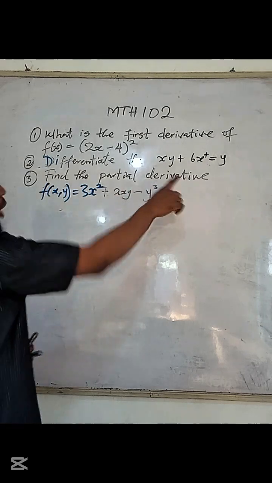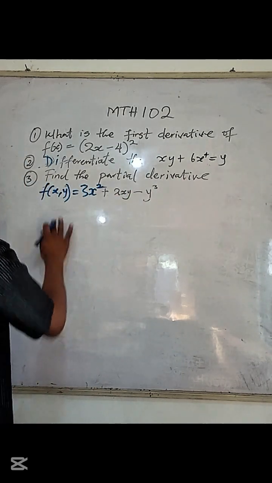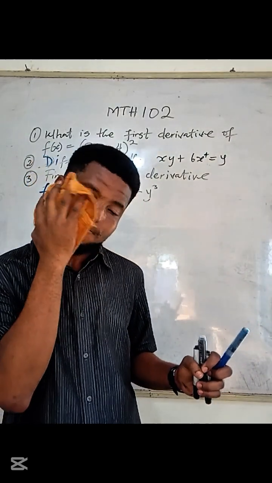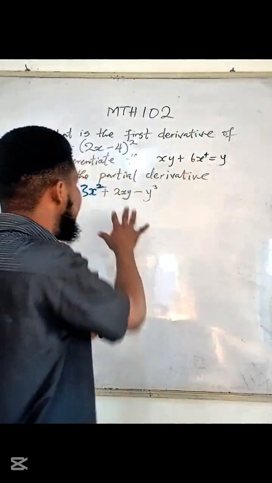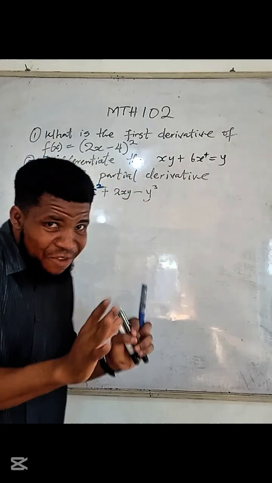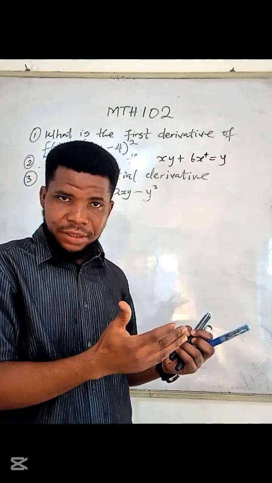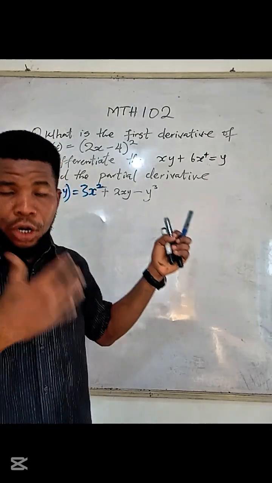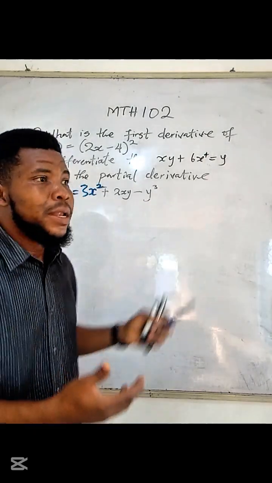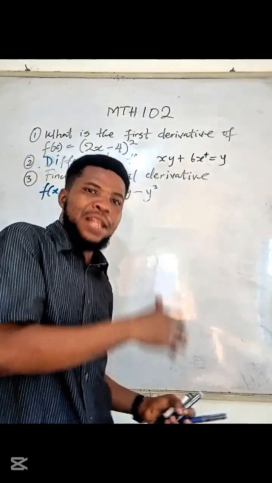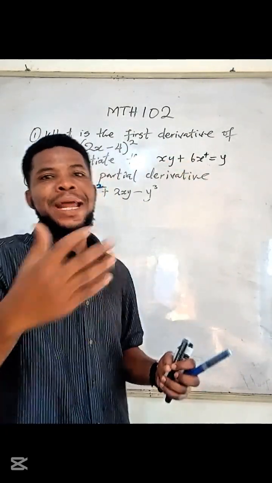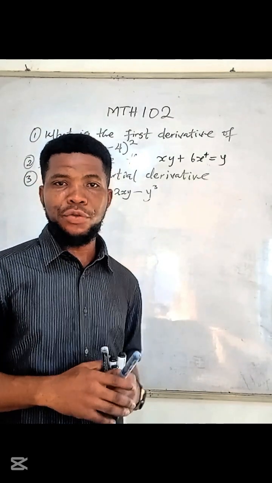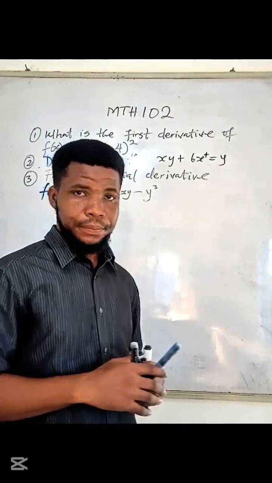Now, let's solve this partial differentiation, alright? When they say partial, it means you differentiate s as if you only have s as a variable there, and y is a constant. Then you differentiate y as if you only have y as a variable and s is a constant. That's just what it is. Then you add the answers together, okay? I hope you understand.